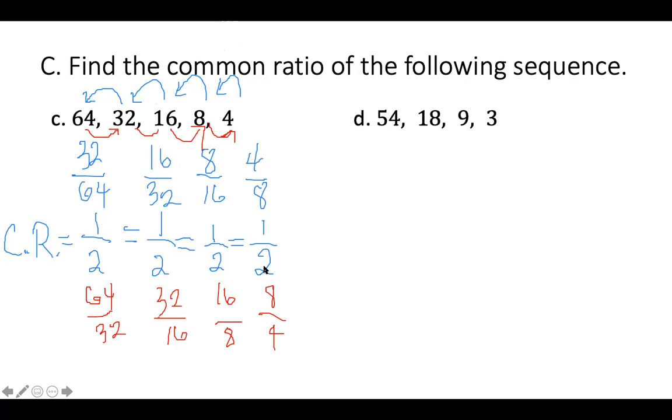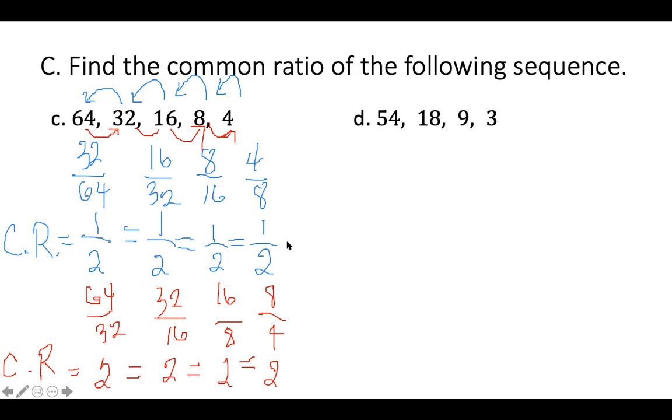Again, they're not yet equal, so let's simplify. So 64 divided by 32, that's 2. And 32 divided by 16 is 2. 16 divided by 8 is 2. And 8 divided by 4 is 2. And all of them have equal values of ratios, which is equal to 2. So our common ratio here would be 2, kung baliktad yung arrange natin ng numbers. Okay? So either answer is correct.